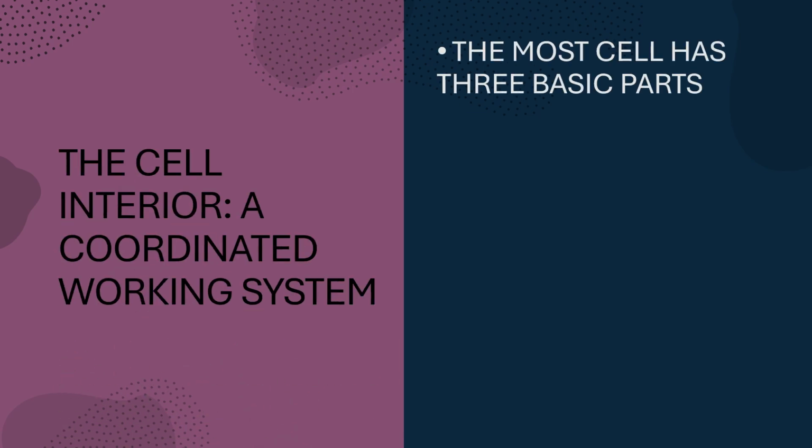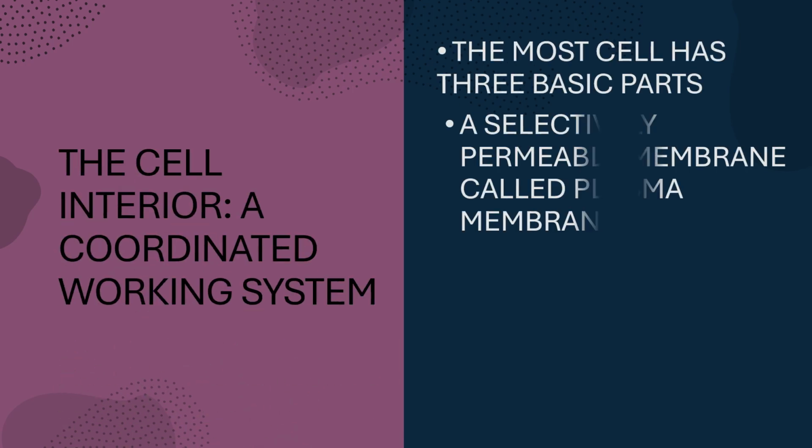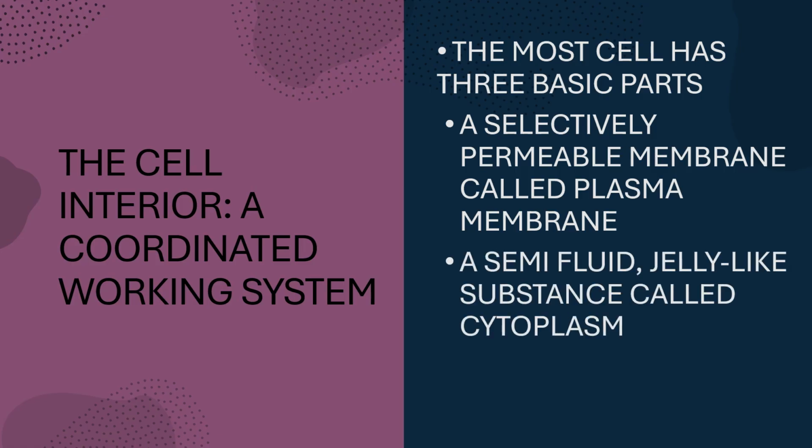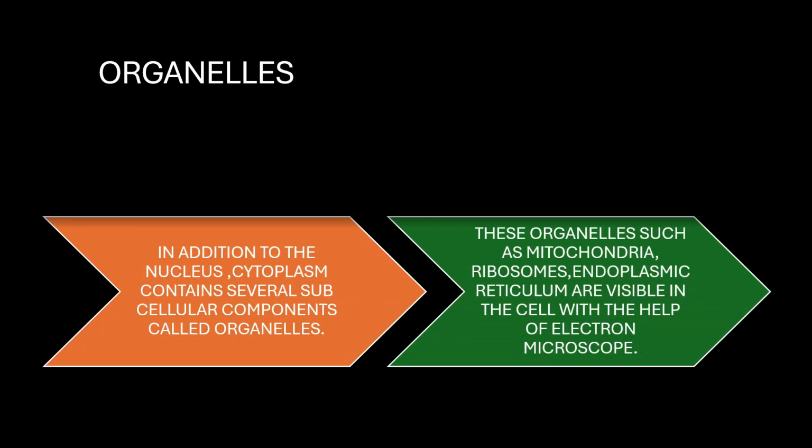The cell, an interior coordinated working system. Most cells have three basic parts: a selectively permeable membrane called the plasma membrane, a semi-fluid jelly-like substance called cytoplasm, and a prominent nucleus. In addition to the nucleus, cytoplasm contains several subcellular components called organelles. These organelles, such as mitochondria, ribosomes, and endoplasmic reticulum, are visible in the cell with the help of an electron microscope.